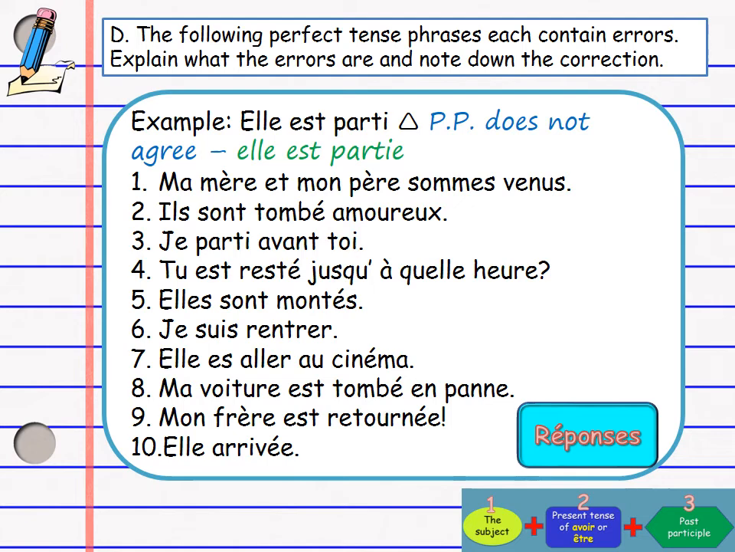Look at number 1. Ma mère et mon père sommes venus. Now the past participle has an S on it. It's agreeing, so that's right. But what form of the verb should we be using for my mum and my dad? Always think to yourself, my mum and my dad, comma, they. Okay, so we should be using the il, elle form of the verb. So it should be ma mère et mon père sont venus. Anyway, work your way through the rest, pause it here, and I'll bring up the answers.